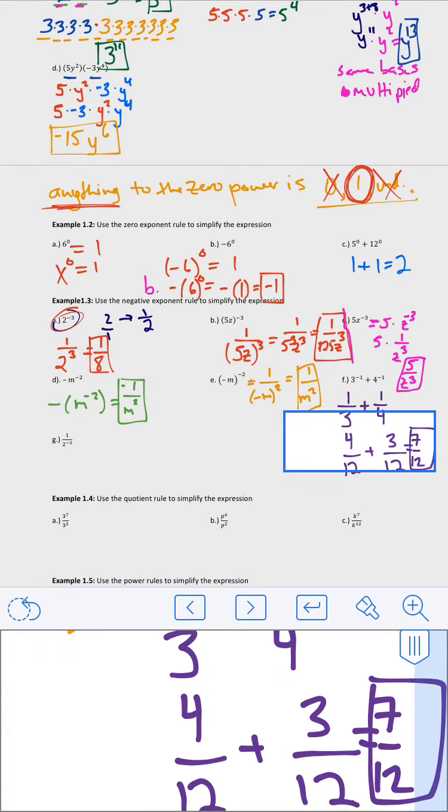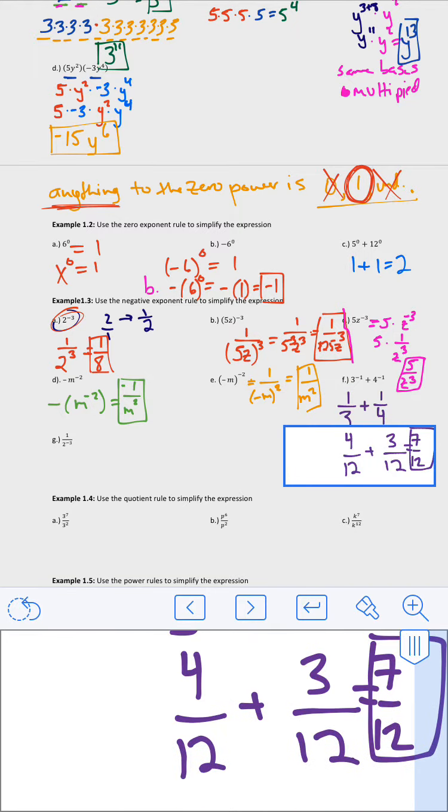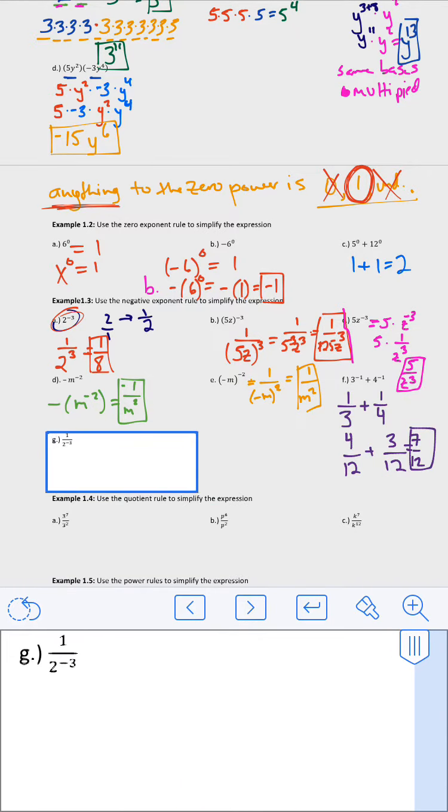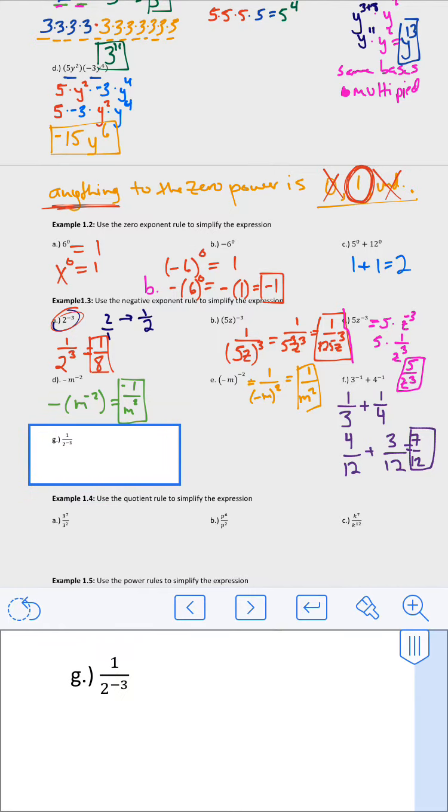Alrighty, that was mostly a review on adding fractions. Just find the LCD and then combine the tops, right? Alright, one last thing with the negative exponent rule. It works in reverse as well. Remember, I said use the reciprocal. Never did I say make it a fraction, right? Never did I say put it over 1, right? I said use the reciprocal.